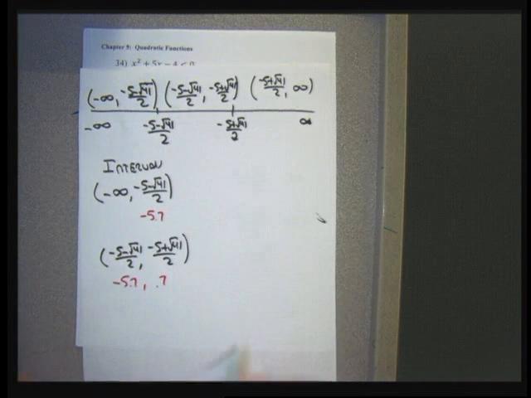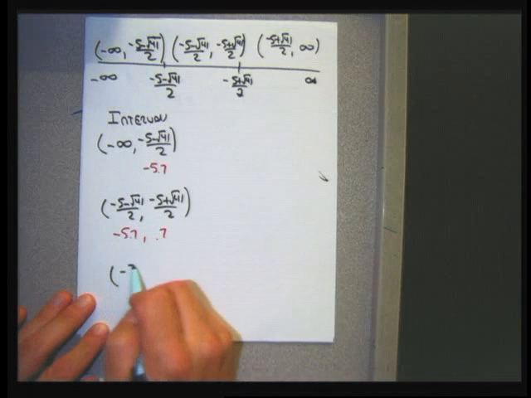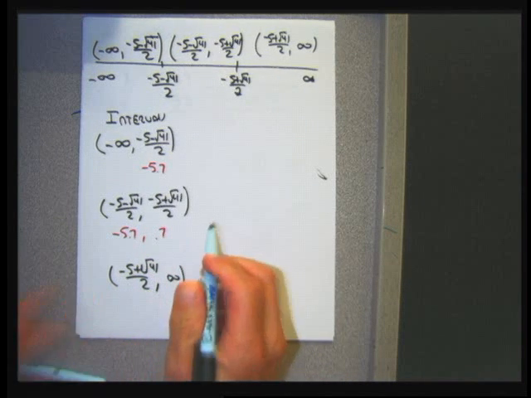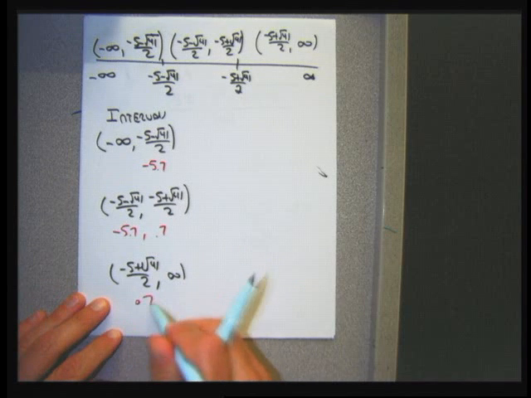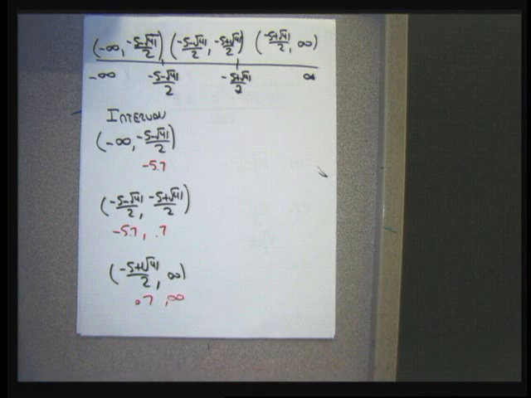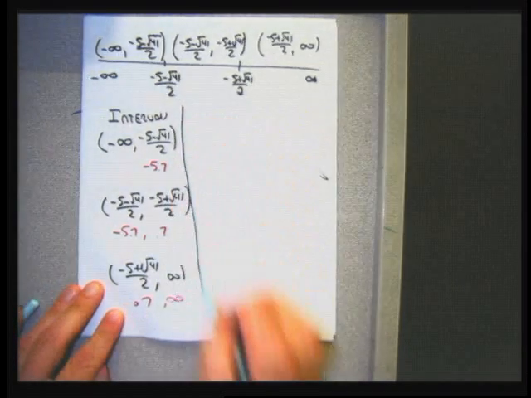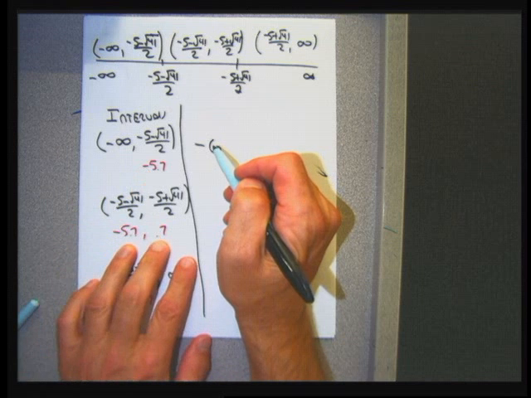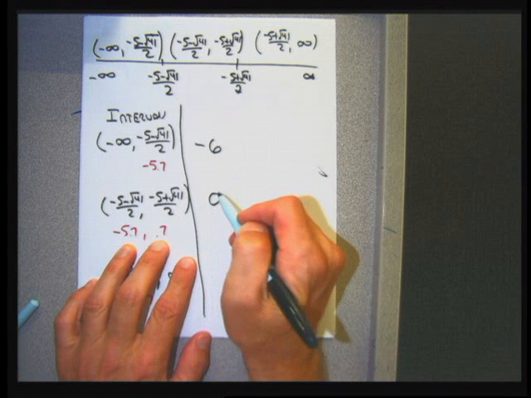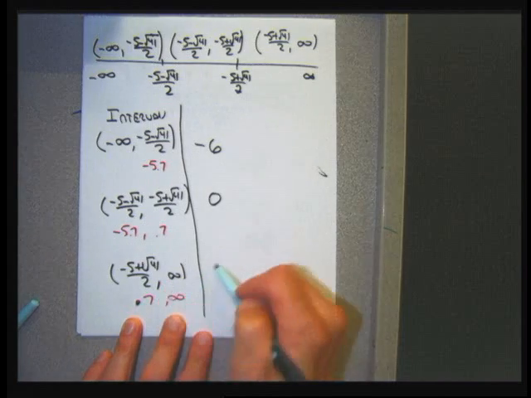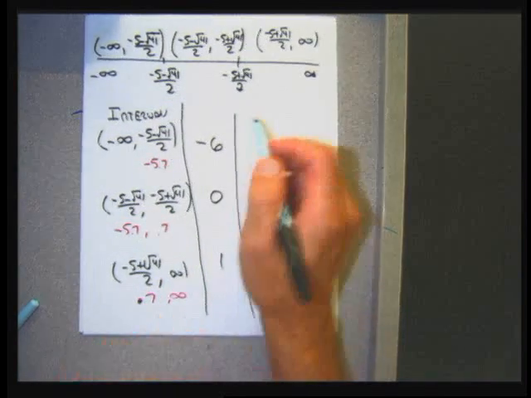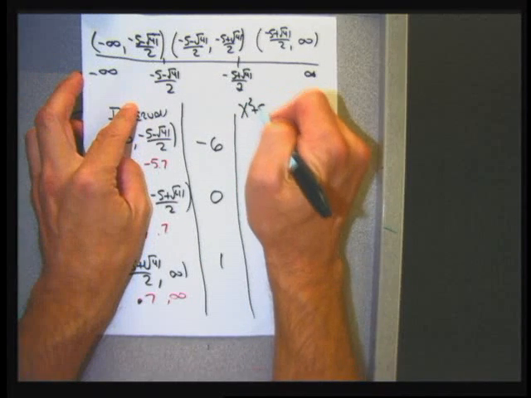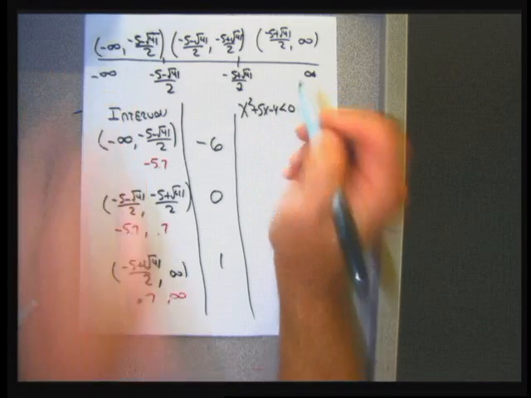And then the last one is going to be negative 5 plus the square root of 41 over 2, comma, infinity, and that's 0.7, comma, infinity. In the first interval, I'm going to check negative 6 because it's close, but it's in that interval. This interval goes from negative to positive. I'm going to check 0. And this interval goes from 0.7 to infinity. I'm going to check 1. And what am I going to check those numbers in? I'm going to check those numbers into x squared plus 5x minus 4 is less than 0.